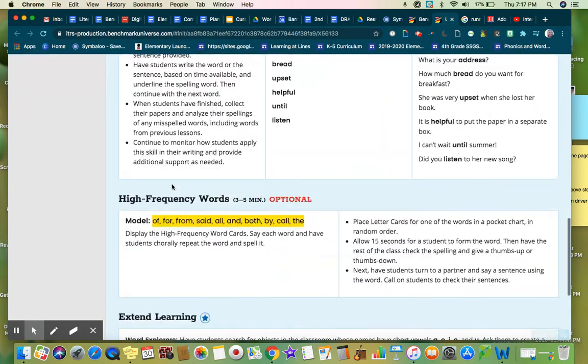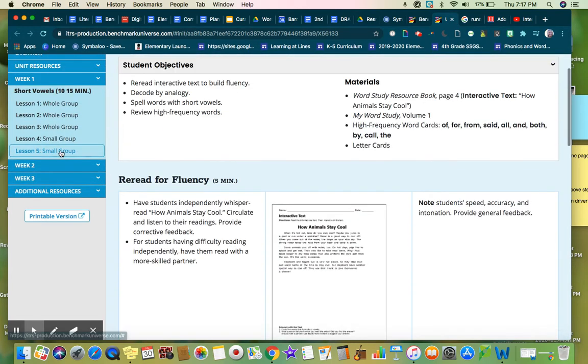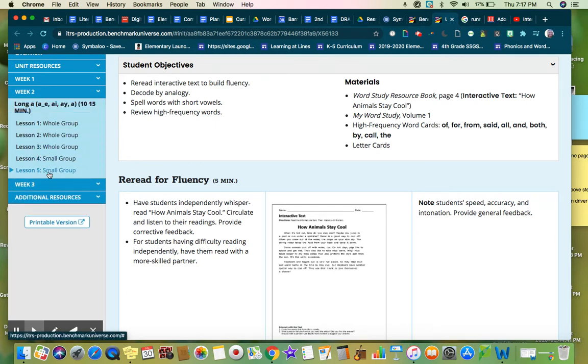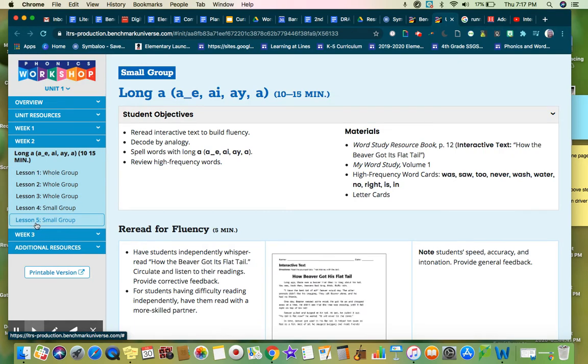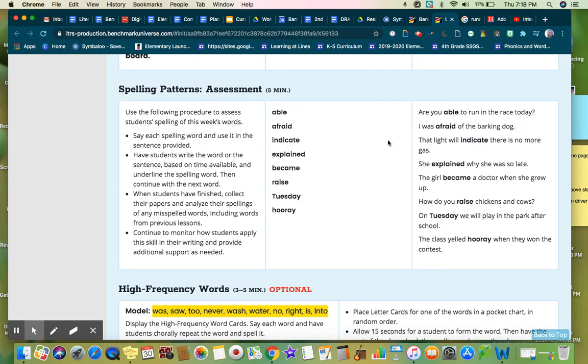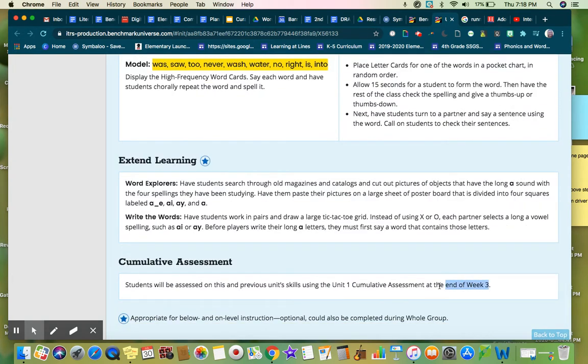Let me go down here where it says cumulative assessment. Students will be assessed on this and previous skills using the Unit 1 cumulative assessment at the end of week 3. So keep in mind that this is just week 1. If we skip ahead to week 2 and go down to small group, lesson 5, you'll see the week 2 assessment here. Same structure: prompt, words, questions. And again, just a reminder, the cumulative assessment will be at the end of week 3.